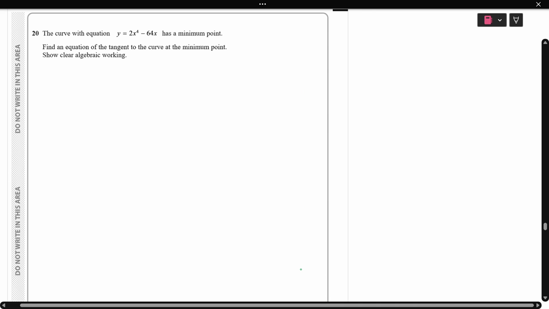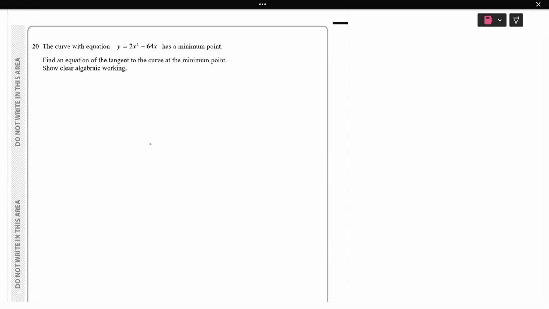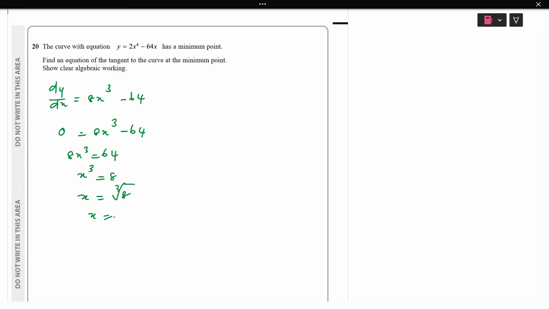Okay, question number 20. The curve with equation y equals 2x^4 minus 64x has a minimum point. Minimum point means a turning point. For a turning point we always go for dy/dx, so 4 times 2, 8x^3 minus 64. At the turning point the gradient is always going to be 0. So 8x^3 minus 64 equals 0, 8x^3 equals 64, x^3 equals 8, x equals the cube root of 8, so x equals 2.